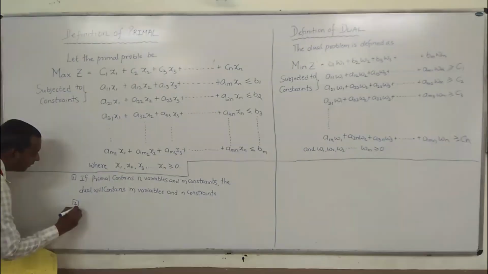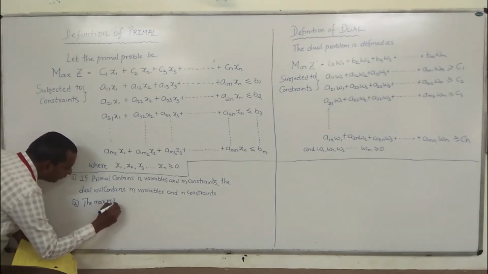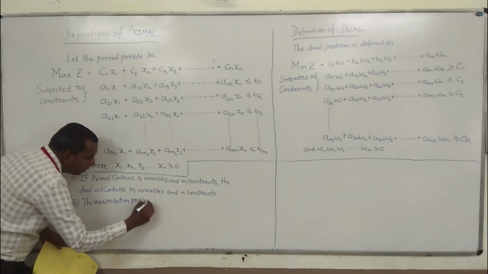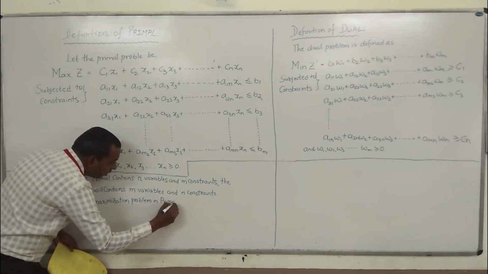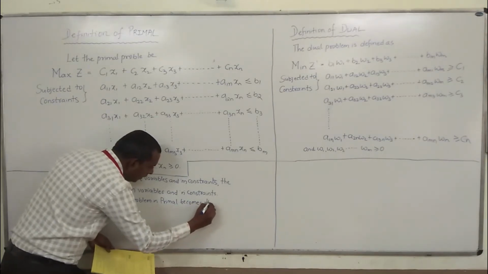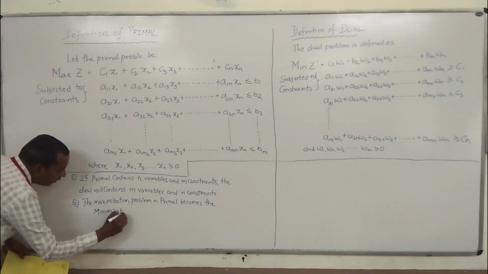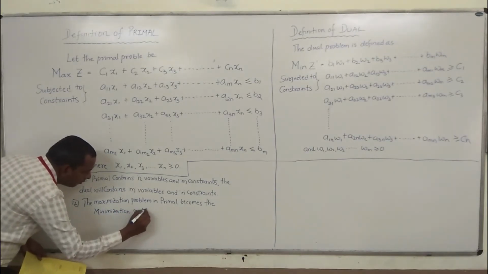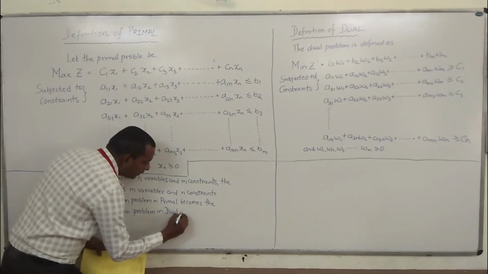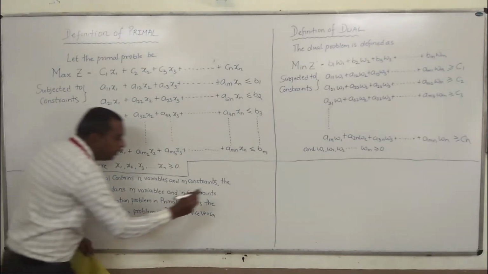Whereas the second one: the maximization problem in the primal becomes what? The minimization problem in the dual, and vice versa. Here also it is vice versa.